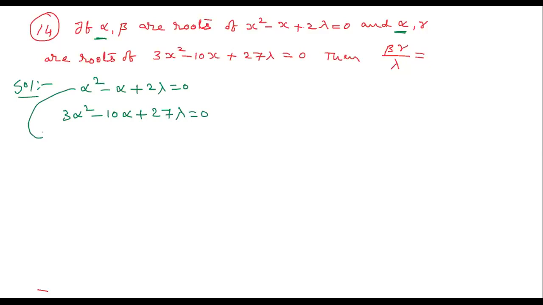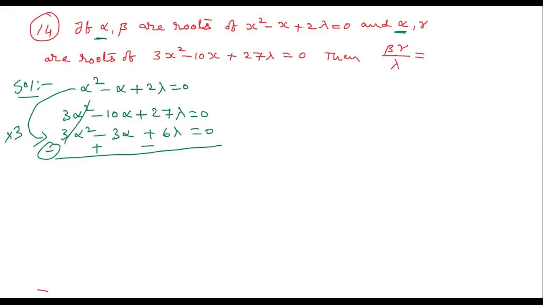Now this equation, multiply with 3, we get 3 alpha square minus 3 alpha plus 6 lambda is equal to 0. Now both the equations can be subtracted, minus plus minus. This is going to cancel. Minus 10 alpha plus 3 alpha, minus 7 alpha plus 21 lambda is equal to 0. Overall we get here alpha is equal to 7 lambda.